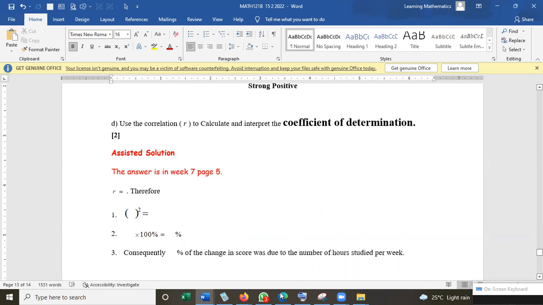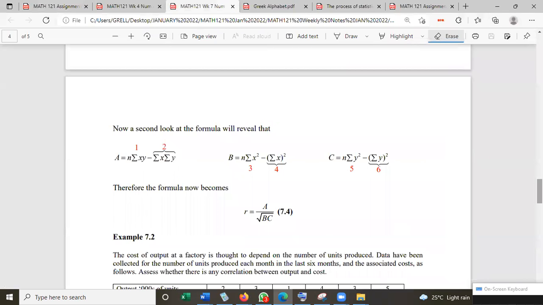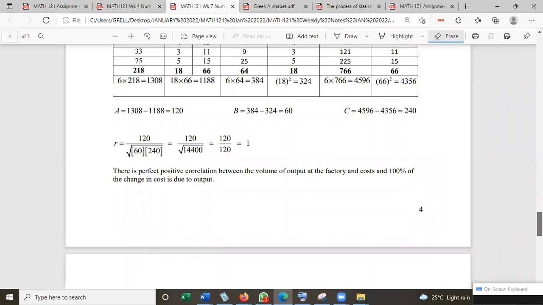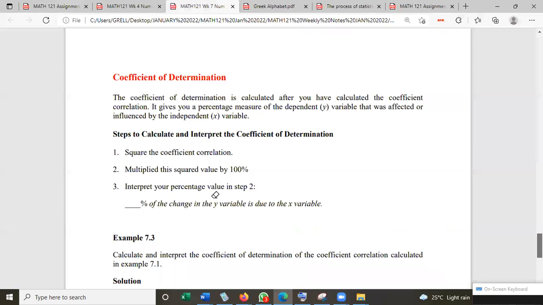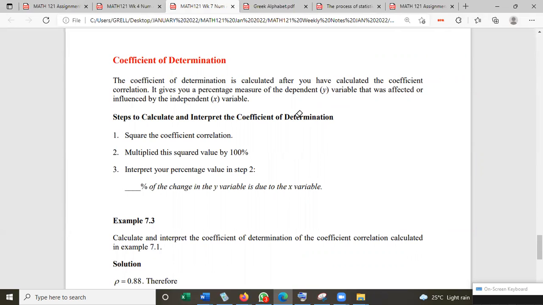You go to week 7, page 5, to find out what really is coefficient of determination. Here it is. The coefficient of determination is calculated after you have calculated the correlation coefficient. It gives you a percentage measure of the dependent Y variable that was affected or influenced by the independent variable. To what percentage does the independent affect the dependent?